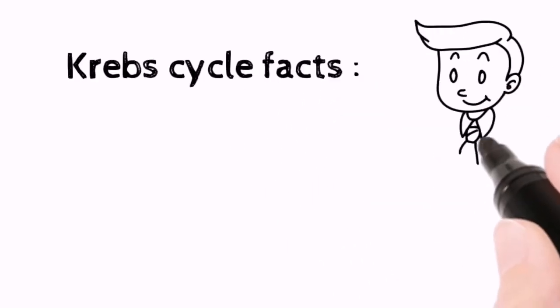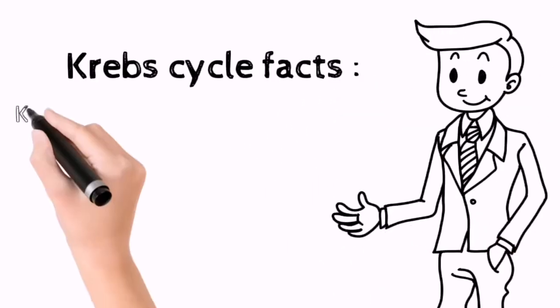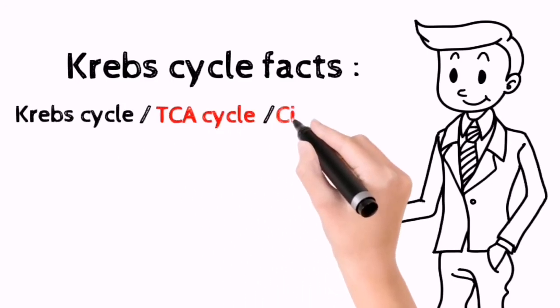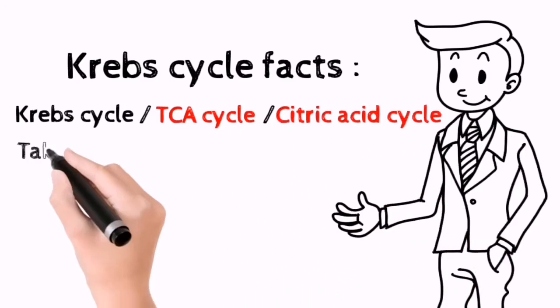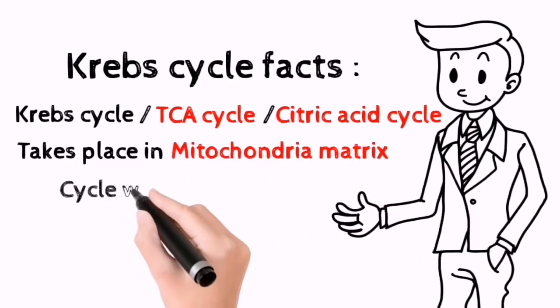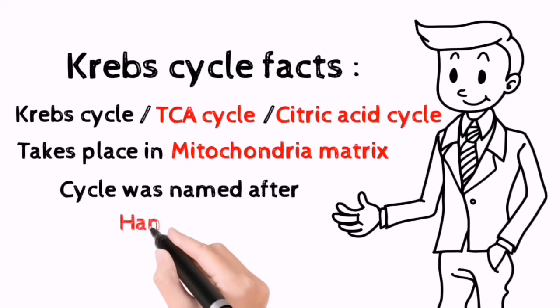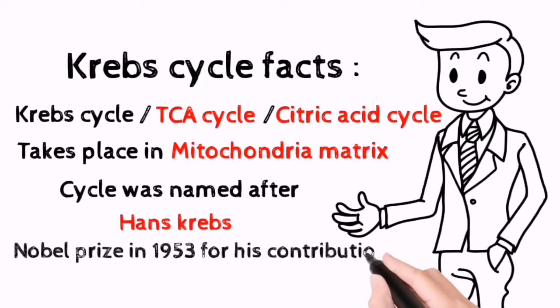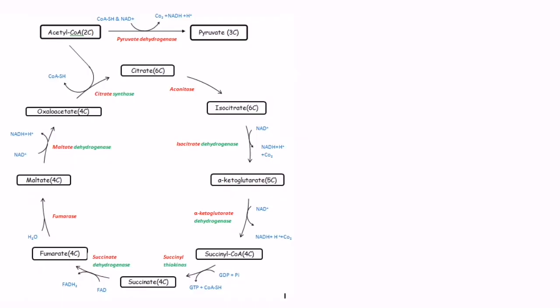So before getting into the topic, let us discuss some facts about Krebs cycle. Krebs cycle is also known as TCA cycle and citric acid cycle. Second, Krebs cycle takes place in the mitochondrial matrix. The cycle was named after Hans Krebs, who was awarded the Nobel Prize in 1953 for his contribution.